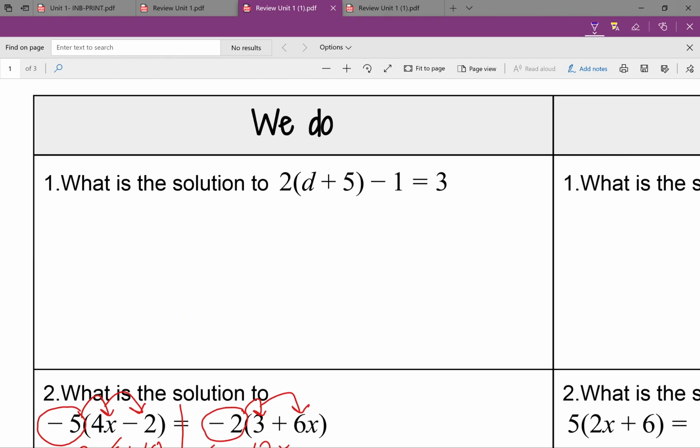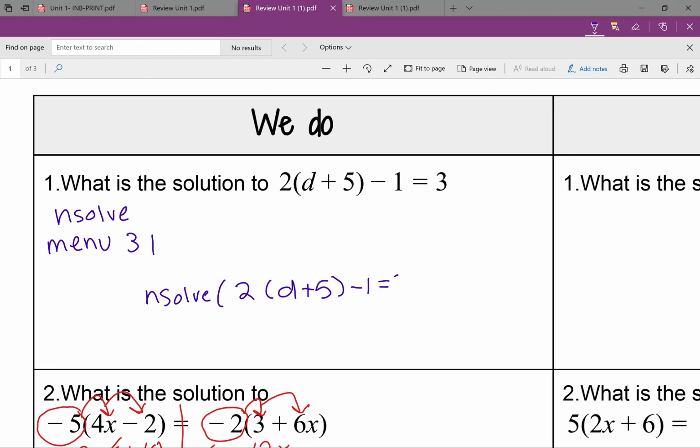Okay, so you forgot how to do the steps, but you remember insolve. Remember, insolve is menu 3-1, menu 3-1. And what's going to happen when you type in menu 3-1 is the word insolve is going to pop up. Once the word insolve pops up, you're just going to type in your entire equation. So I have 2 parentheses d plus 5, close parentheses, minus 1 equals 3.